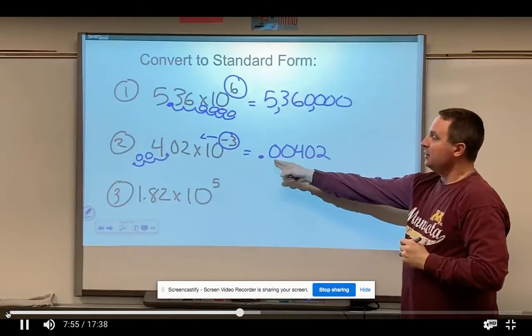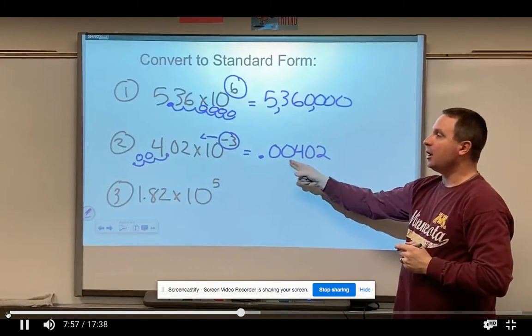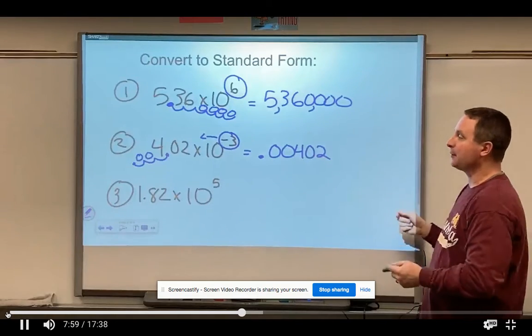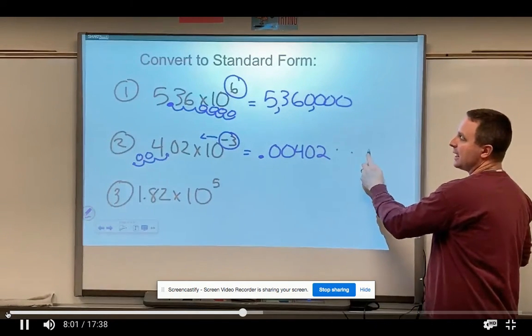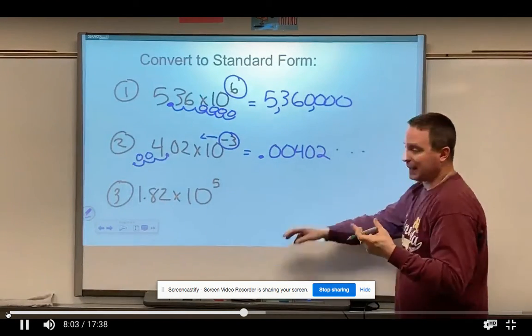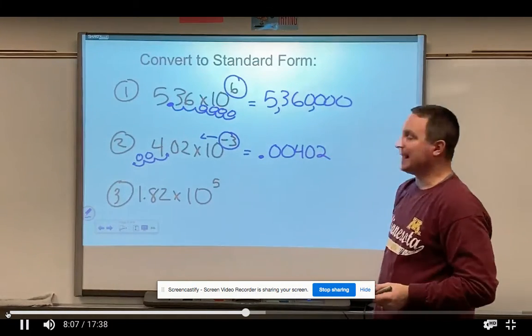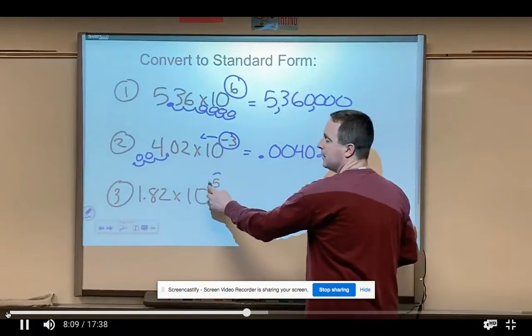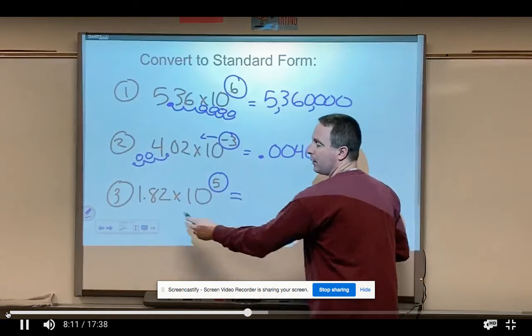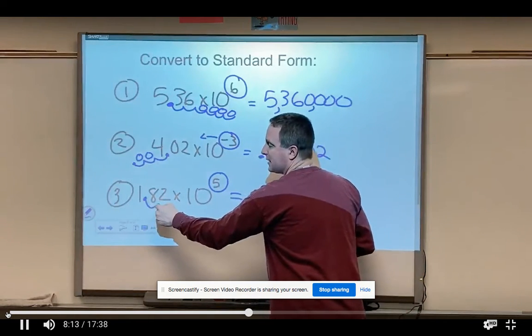Okay? And we do need to make sure that we write all the other numbers here. The only time I wouldn't have to write extra numbers is if I had zeros after the 2. Okay, but I don't. But I have to go out at least to the 2. Okay, and lastly here I got 1.82 times 10 to the 5th. This is a positive 5th power. Means I'm going to move it 5 places to the right.